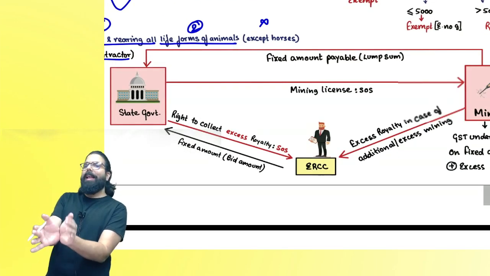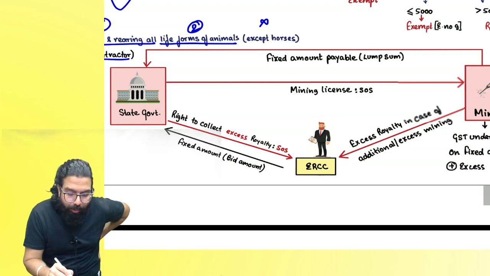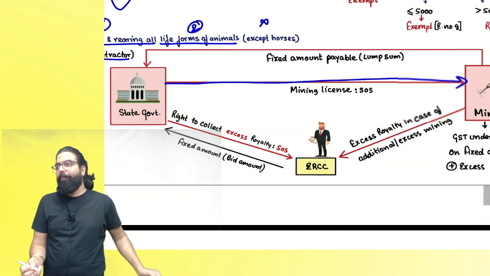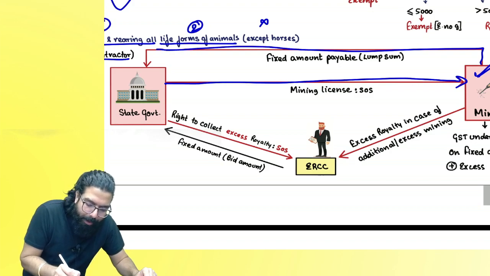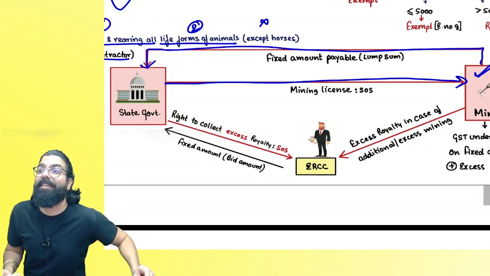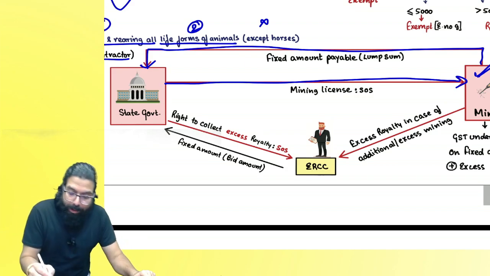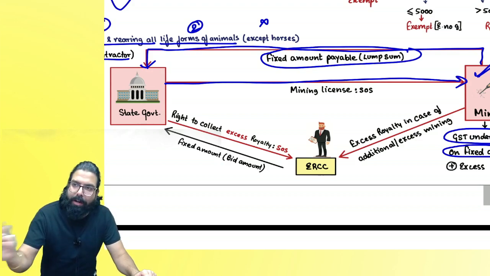But at intermediate level, I'll explain the basics only so that you can remember. Everyone listen. Whenever the government gives a mining license to a miner who will do mining, the government tells him, you have to pay me 1 crore rupees. A business entity is required to pay GST under RCM. So on whatever 1 crore he is paying, he will be liable to pay GST on the fixed amount of 1 crore under reverse charge.